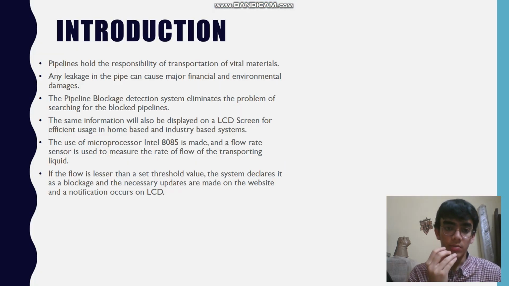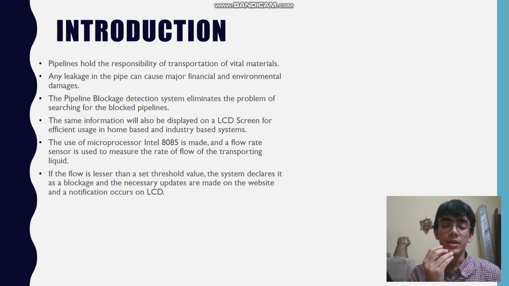Pipelines hold the responsibility of transportation of vital materials such as oil, water, and chemicals. Any leakage in the pipe can cause major financial and environmental damages. The pipeline blockage detection system that I would be discussing eliminates the problem of searching for the blocked pipelines. The same information will also be displayed on a LCD screen for efficient usage in home-based and industry-based systems.